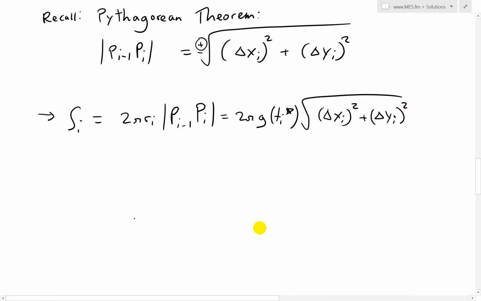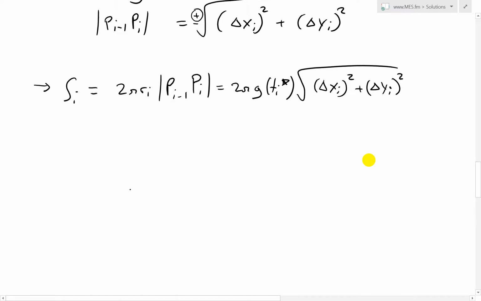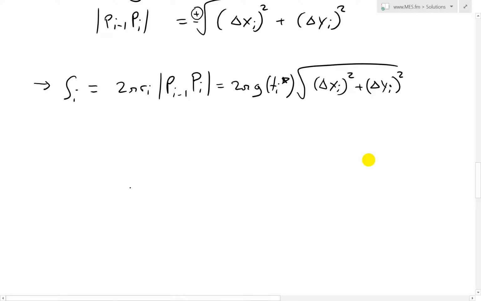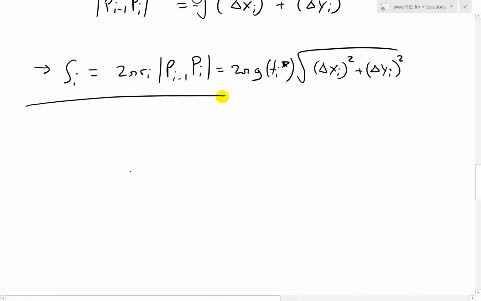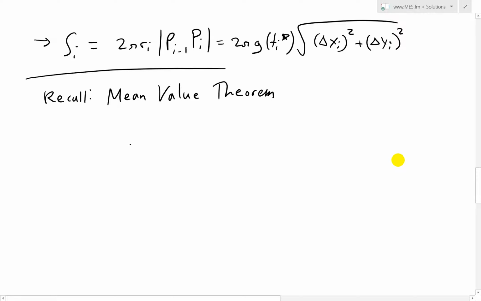Now the next step is exactly the same as in my earlier video on arc length. I showed that this delta x_i and delta y_i we can rewrite in a different way by recalling the mean value theorem. So recall the mean value theorem. I'll put the link below in the description for the mean value theorem if you haven't already done so, check it out.